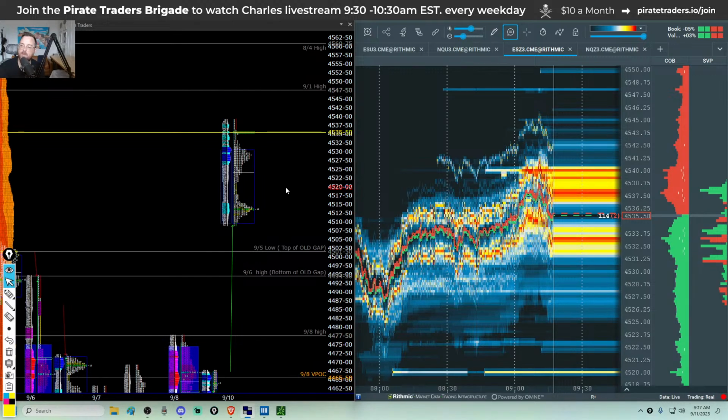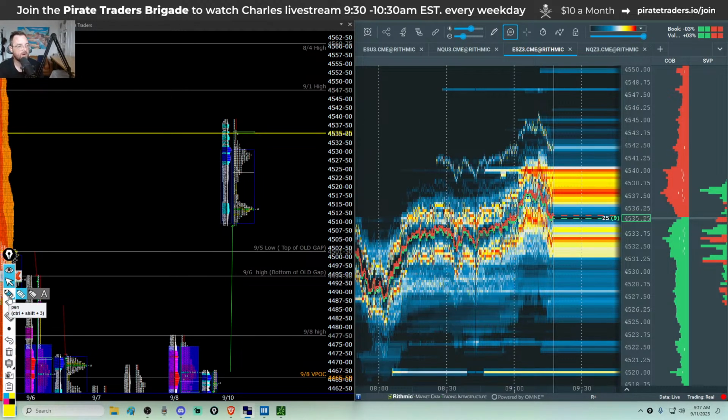Andrew says, gap on top of a gap smells like gap and chop. 100%. Gap and chop is just the norm now. But what will be the result of that gap and chop? Will they fill the gap? Will they find support? That will give us information moving forward. But absolutely, I expect a lot of tug of war.